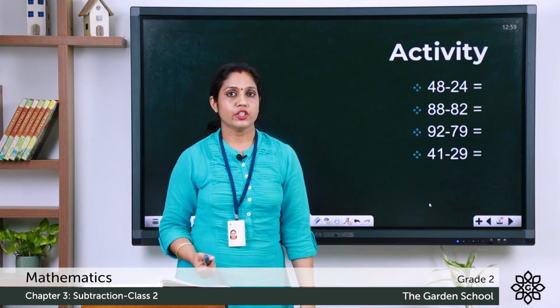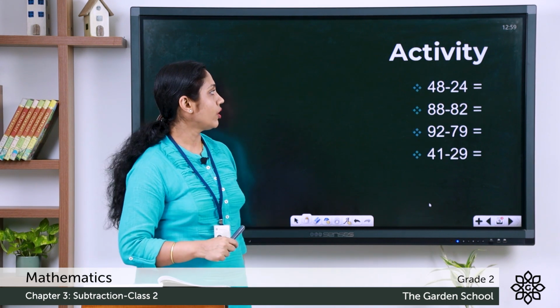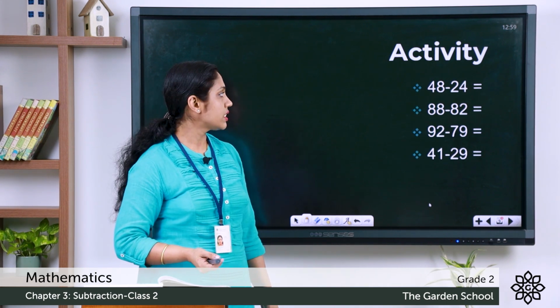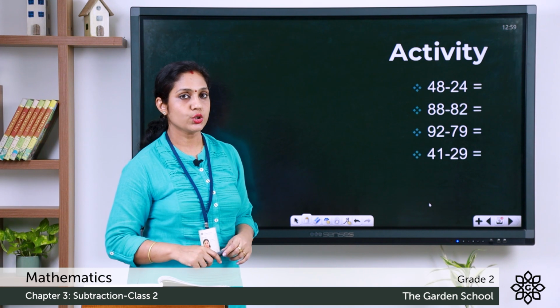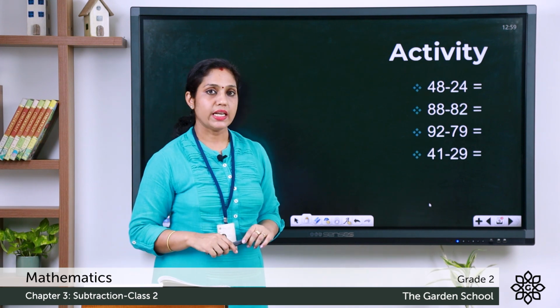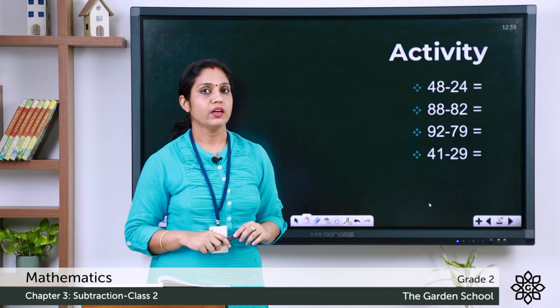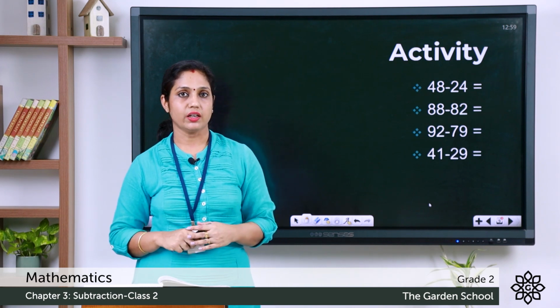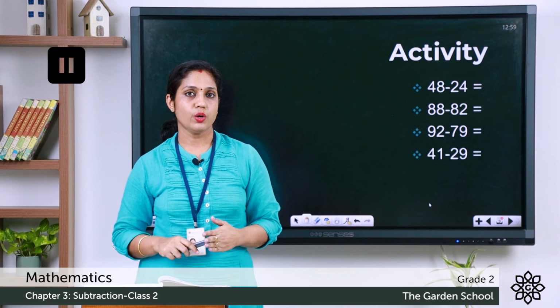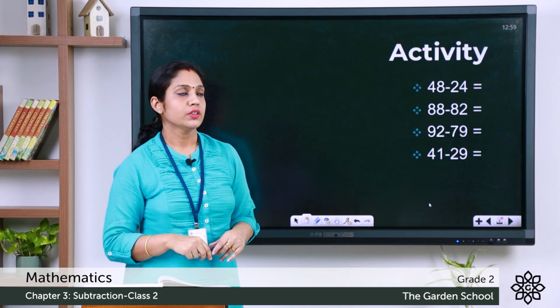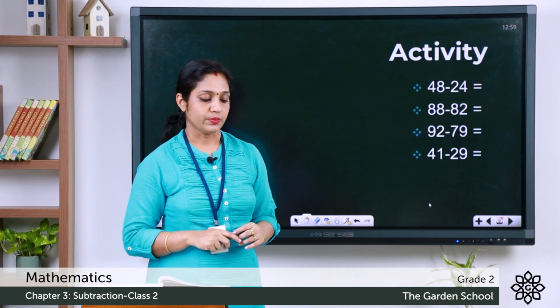So now you have an activity. Write down the questions. 48 minus 24. Second, 88 minus 82. Third, 92 minus 79. And the fourth one, 41 minus 29. Write down the questions and do the calculation, and pause the video. Once you have done, you can come back. So now let's check the answer.